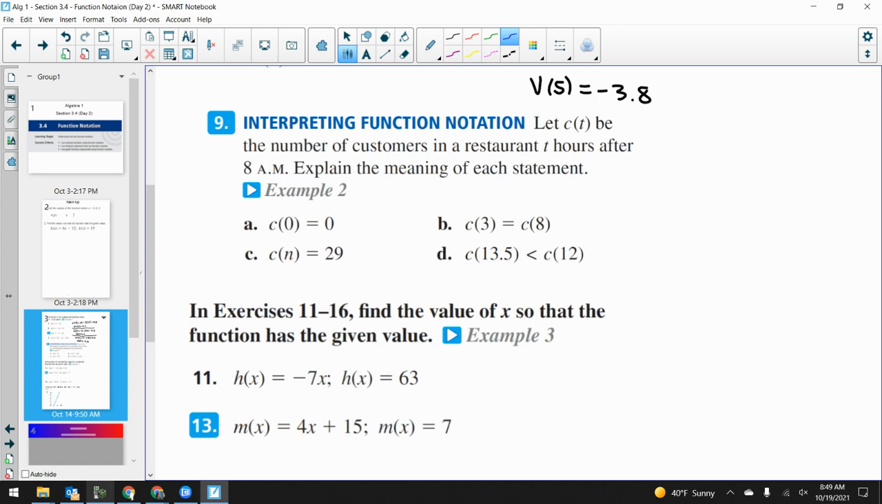Okay, what does part B say then? The number of customers after 3 hours is the same as the number of customers after 8 hours. Okay, let's reword that. The number of customers at 11 a.m. is the same as the number of customers at 4 p.m. Right? The number of customers at 11 a.m. is the same as the number of customers at 4 p.m. Here, what is part C?